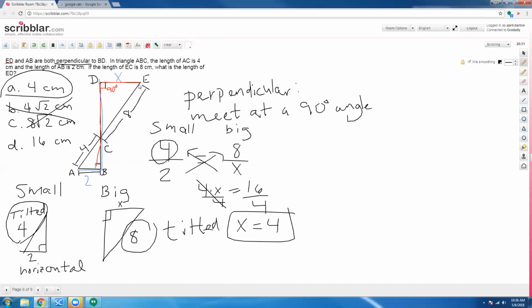Looking at the picture, the 8 physically looks longer than the X spot. So it's probably going to have to be the 4 because it's smaller than the 8. So that's not the best method, but using some logic can help you maybe get a question right that you just weren't 100% sure about how to solve.